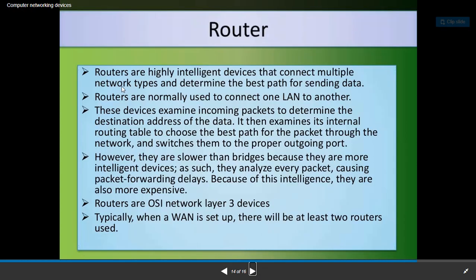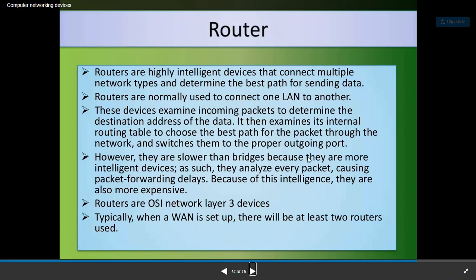Now coming to the router. Routers are highly intelligent devices that connect multiple network types and determine the best path for sending data. Routers are normally used to connect one LAN to another. These devices examine incoming packets to determine the destination address of the data. It then examines its internal routing table to choose the best path for the packet through the network and switches them to the proper outgoing ports.